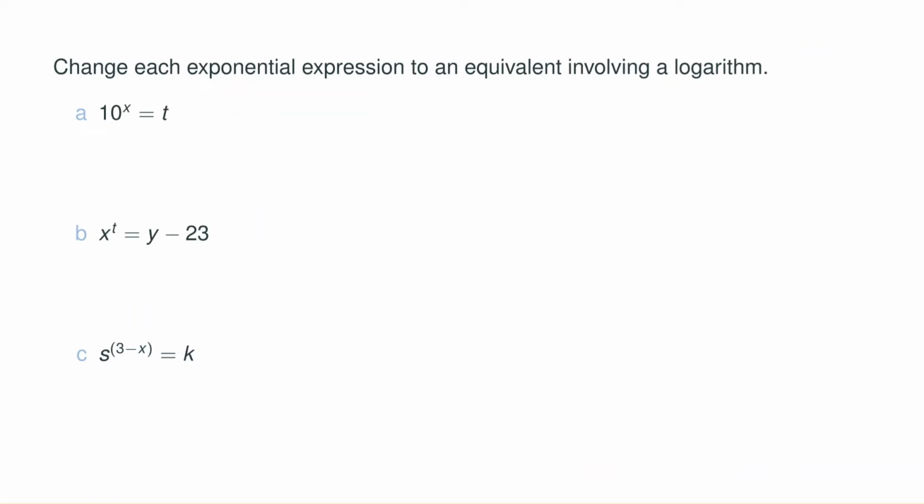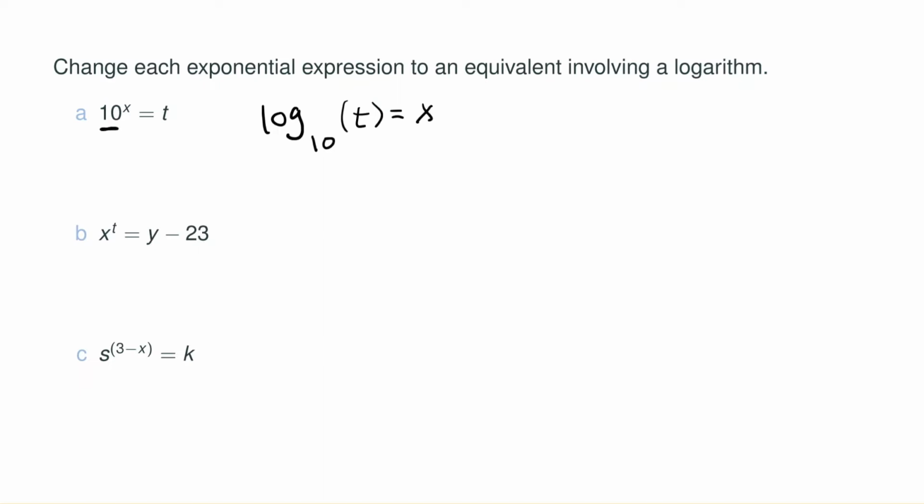Change each exponential expression to an equivalent expression involving a logarithm. So this is saying that 10 raised to x gives us t. Right? So when we write in log, we have log of base. In this case, the base is 10. And when I raise that to the x power, it gave me t. And the other side is just the exponent.